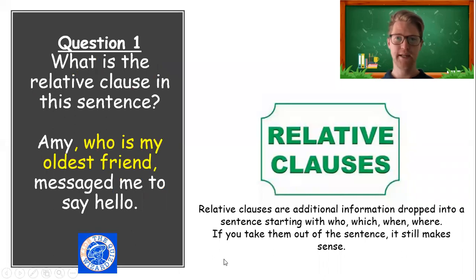So, question 1 was relative clauses. The relative clause in this sentence, Amy, who is my oldest friend, messaged me to say hello, is who is my oldest friend. Relative clauses are additional pieces of information dropped into a sentence, and they usually start with who, which, when, or where. If you take the relative clause out of the sentence, it still makes sense on its own. So Amy messaged me to say hello. Amy, who is my oldest friend, messaged me to say hello.